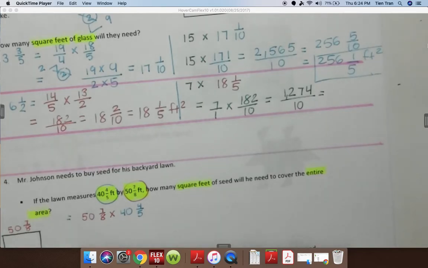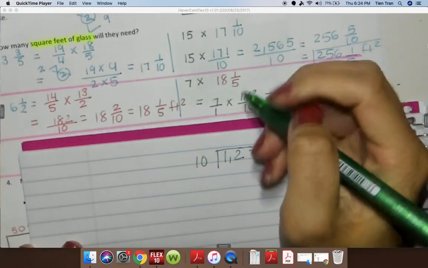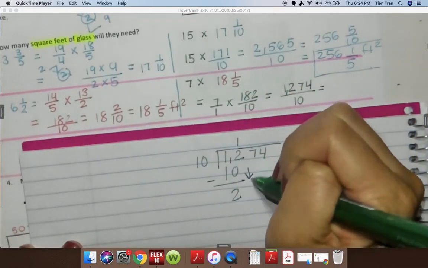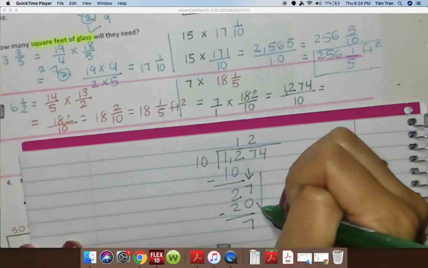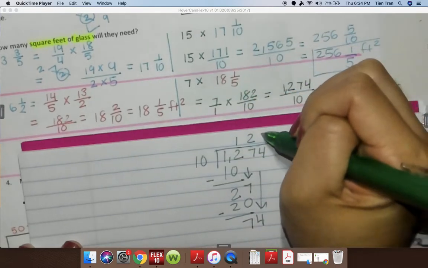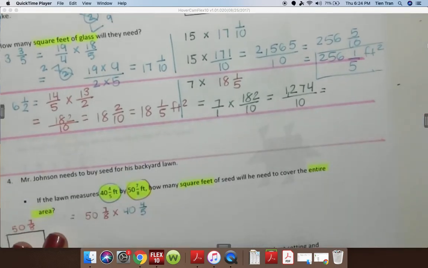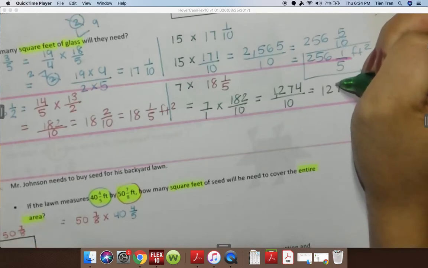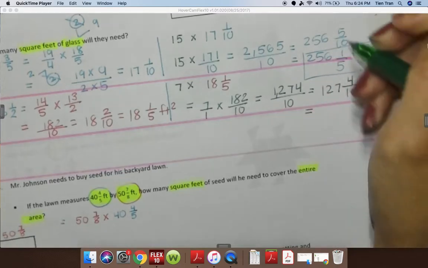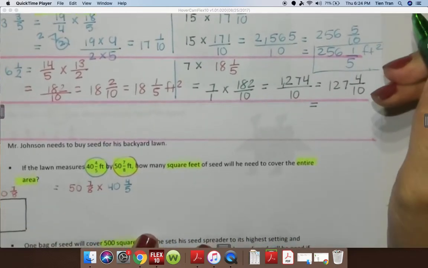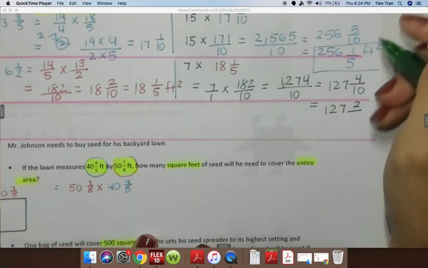So let me show you that. 1,274 divided by 10 goes in one time. I get 27. 10 goes in 27 twice. Subtract 7, bring down my 4. 10 goes into 74 7 times. Subtract, I get 4, so I get 127 and 4/10, which can be simplified to 127 and 2/5.